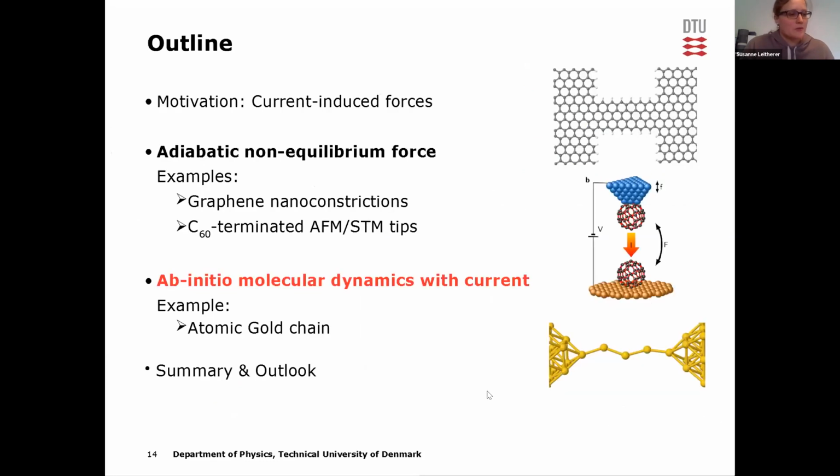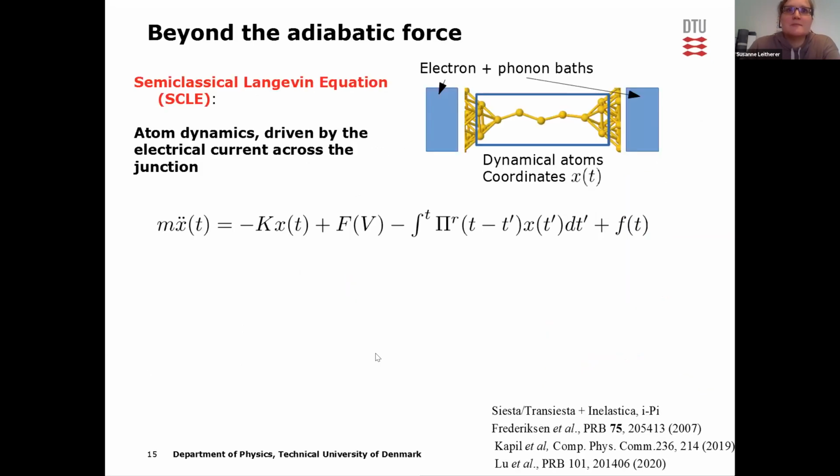So in the last part of the talk, I'll present the results of the actual MD simulation that goes beyond the adiabatic limit. This is based on the semi-classical Langevin equation. This is the structure of a gold chain between gold contacts that we attach to electron and phonon paths. Then we define a dynamical region for which phonon frequencies and electron-phonon couplings are calculated. For this, we use the Siesta and Inelastica tools. Inelastica is a tool for phonon calculations. With this, we calculate all parameters that enter the equation.